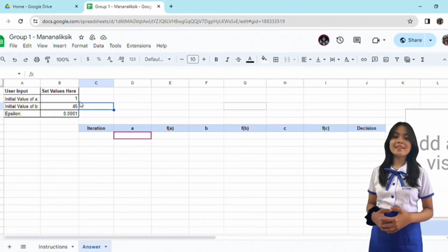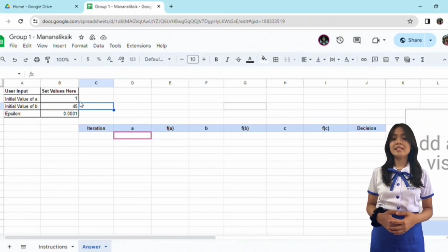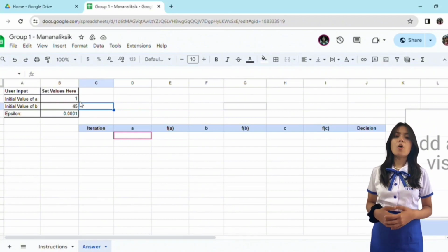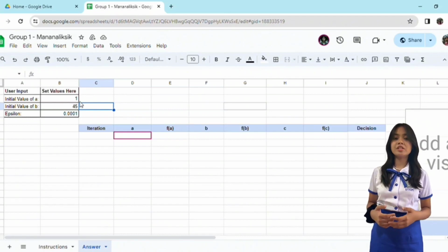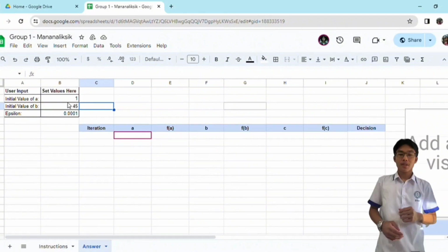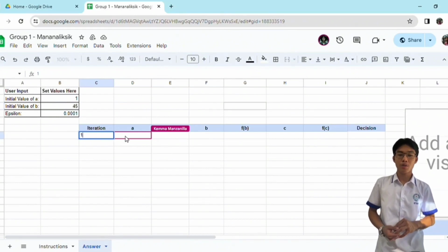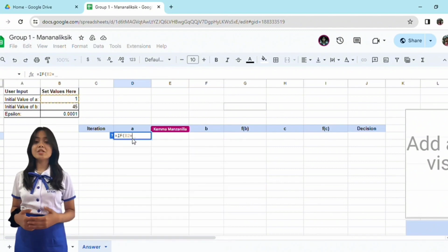First and foremost, let us set up our table. Here we have 8 rows consisting of iteration, a, f of a, b, f of b, c, f of c, and the decision. What is iteration? Iteration is the repeated application of a function or process in which the output of each step is used as the input for the next iteration. To get the iteration for row 1, values are obtained by simple substitution. In the first iteration, we just put an output of 1. In the bisection method, initial guesses are set with conditions.